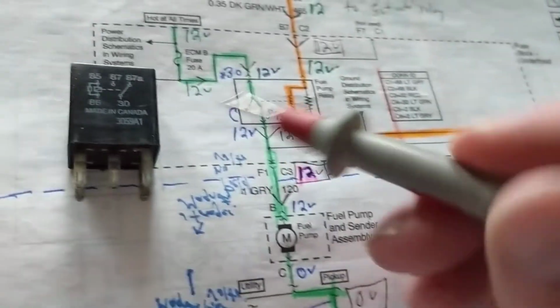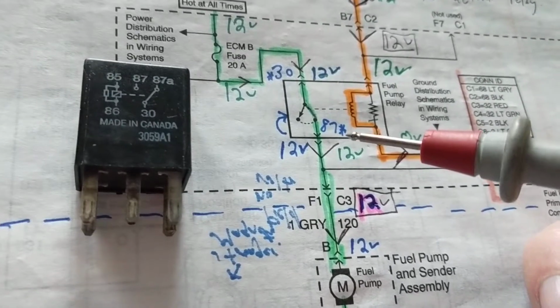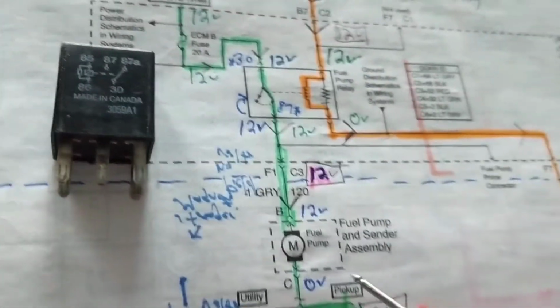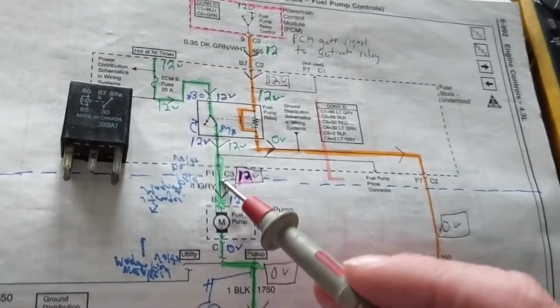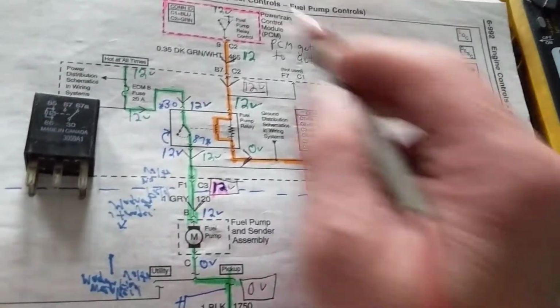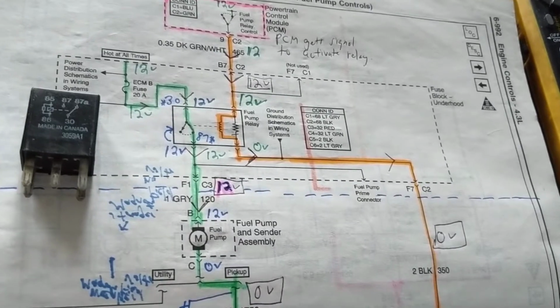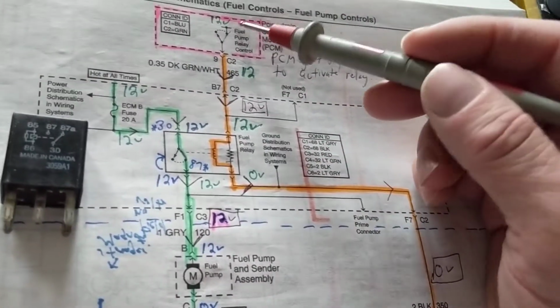I measure 12 volts here. I measure 12 volts over here, at pin 87. What does that tell me? What does that tell you as a viewer? If I have 12 volts here, what's the first thing that should come to your mind in a computerized fuel injection system? Is the computer doing its job? Is it on? If you said yes, you're correct.